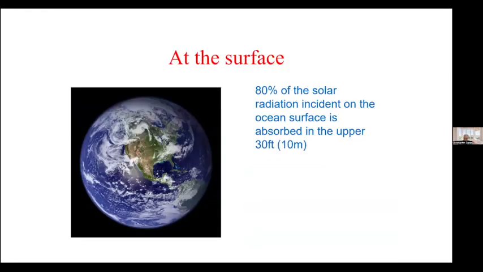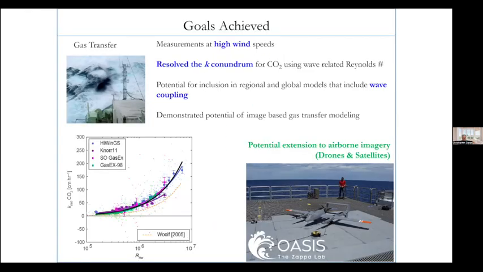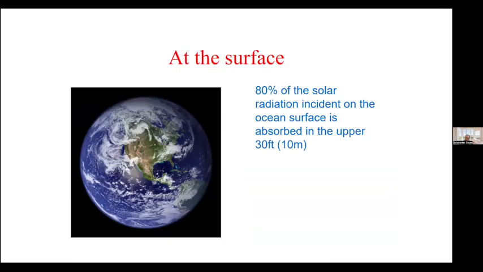So that's one little intro topic. I want to go into a little bit more detail about fluxes in general: heat fluxes, momentum fluxes, energy fluxes. What drives everything on the Earth is solar radiation. And 80% of the solar radiation incident on the ocean surface is absorbed in the top 10 meters. So all that heat is just trapped right at the surface unless there's some way for it to get moved around.